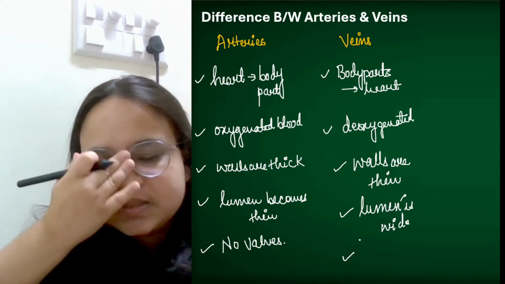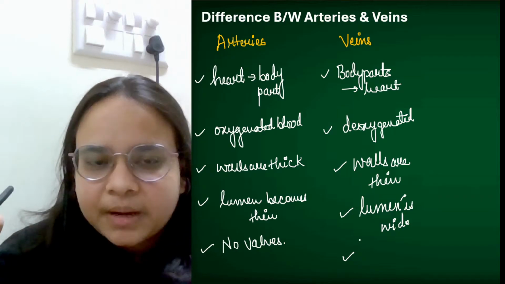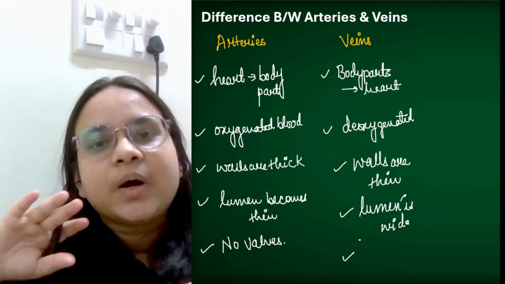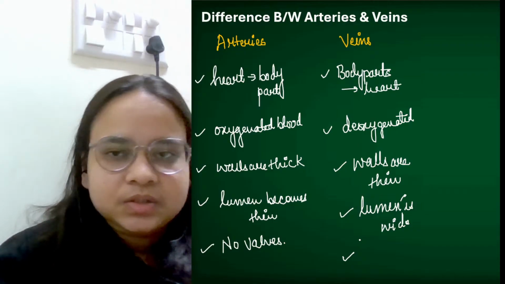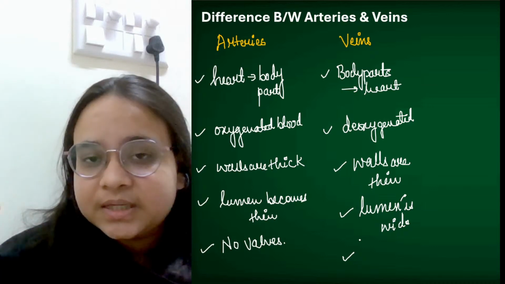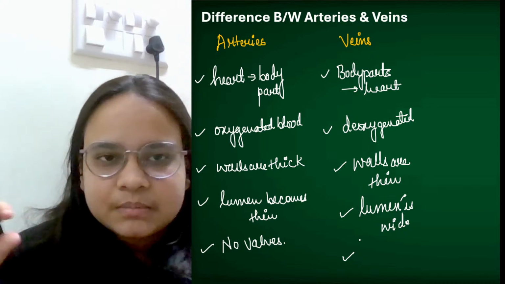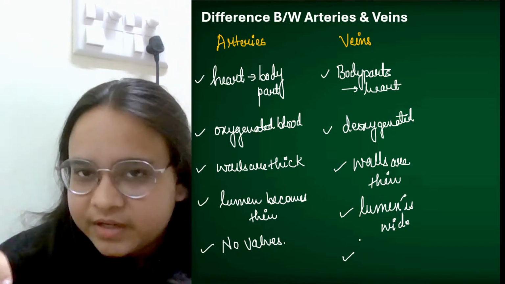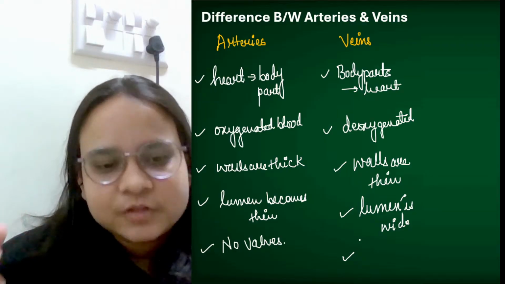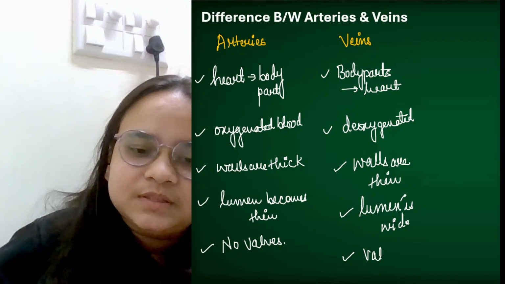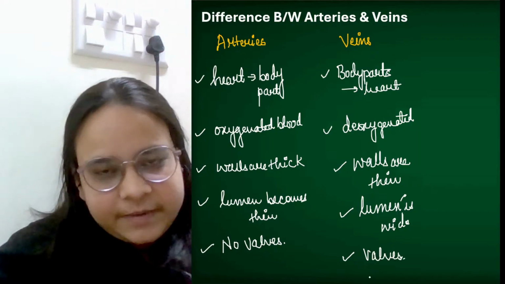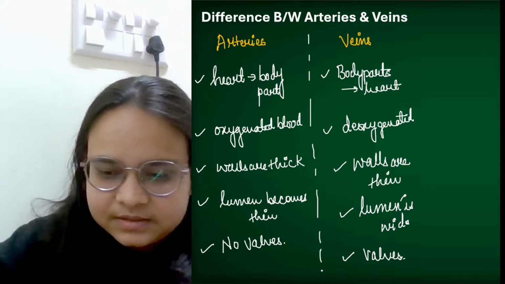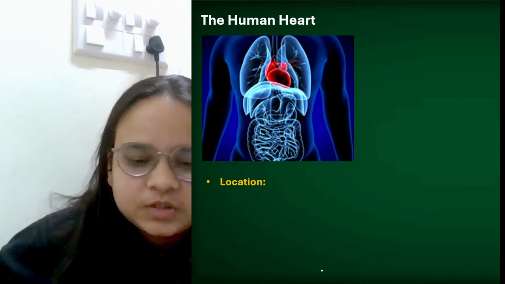And we know that in veins, the blood flows from body parts to the heart, and other than the heart, no other organ or tissue can pump the blood. So the blood is flowing in a very smooth motion, and something flowing in such a smooth motion can have the tendency to revert back again. To prevent the backflow of the blood, veins have valves inside their lumen. So this was the basic difference between arteries and veins. Now let's move to the human heart.